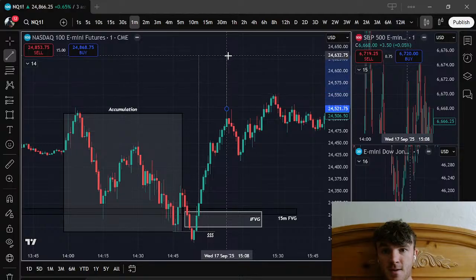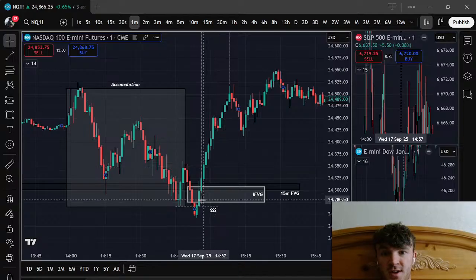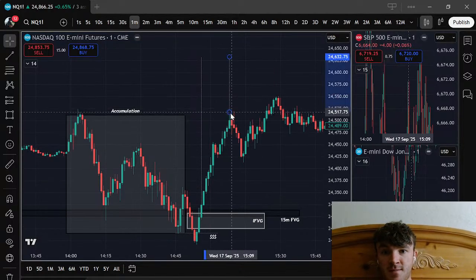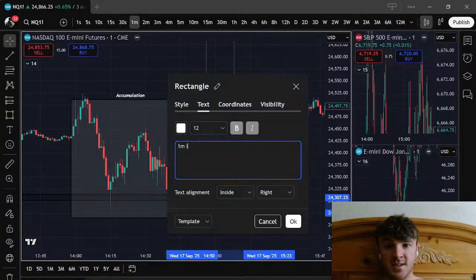So, macro. To me, a macro is from the entry to the drawn liquidity within that time. It's not necessarily the exact time. Does that make sense?